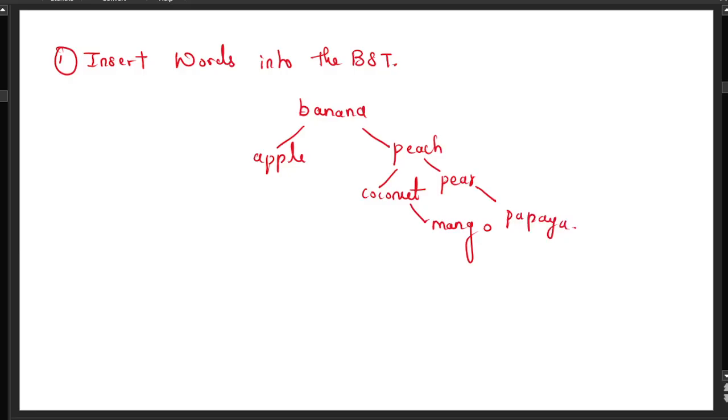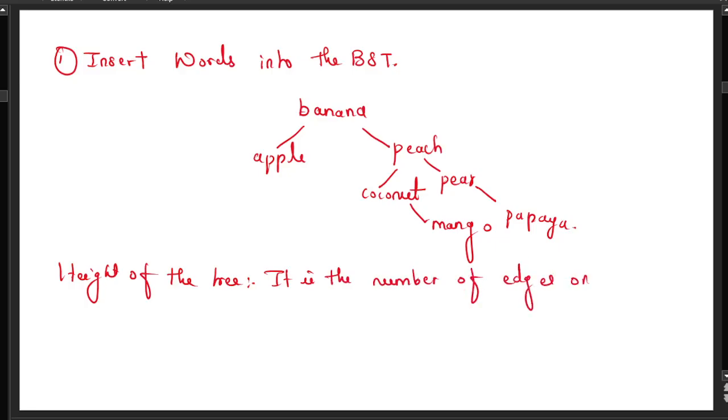So this is the whole tree which is created. Alright everyone, now we have to determine the height of the BST. The height of a tree is the number of edges. So I will write height of the tree. Height of the tree is the number of edges on the longest path from the root to a leaf.